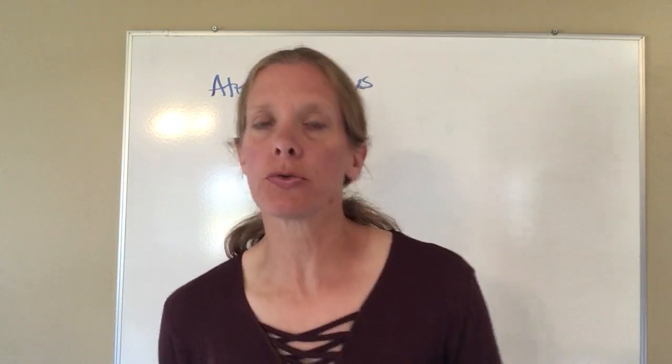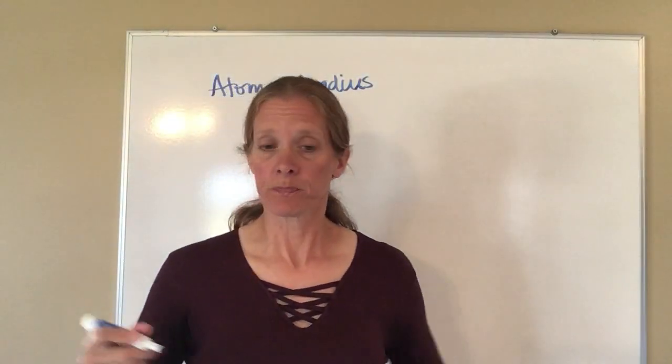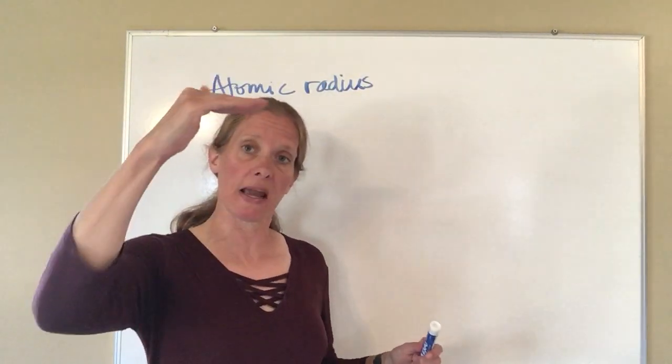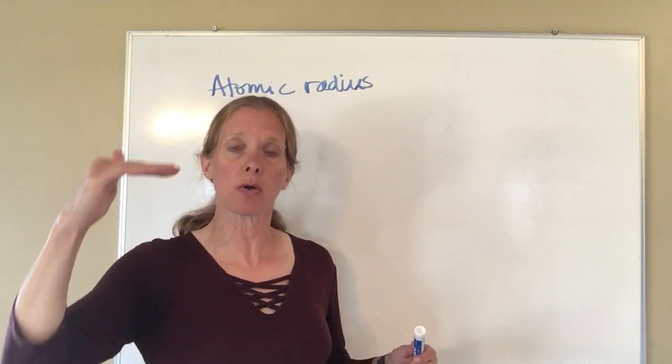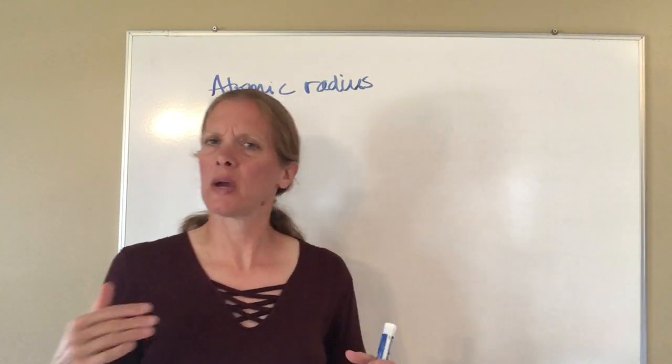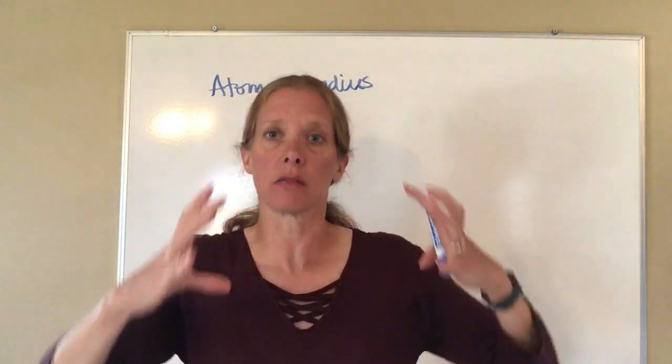And so when you think about the periodic table, hopefully it is obvious to you that as you go down the periodic table, for every row that you go down, you are adding an energy level of electrons. And one way to think about that is it's like adding a layer of an onion.